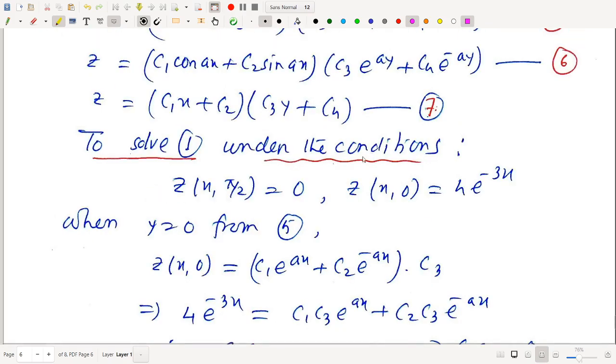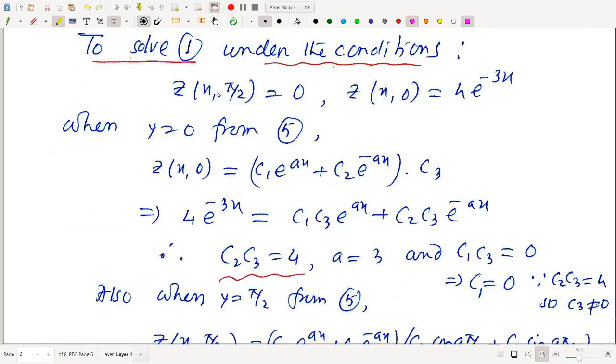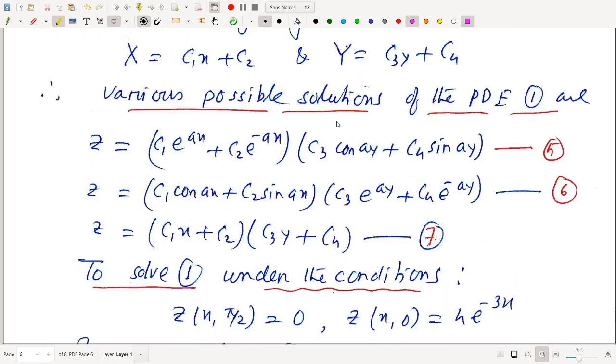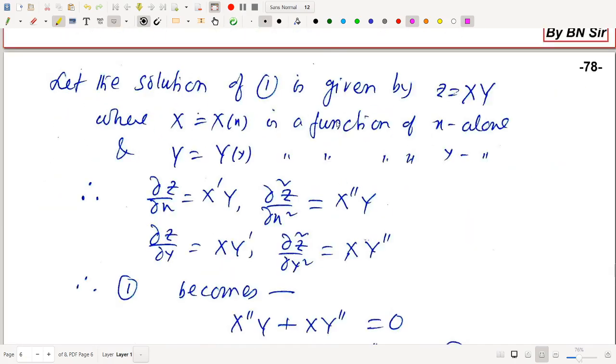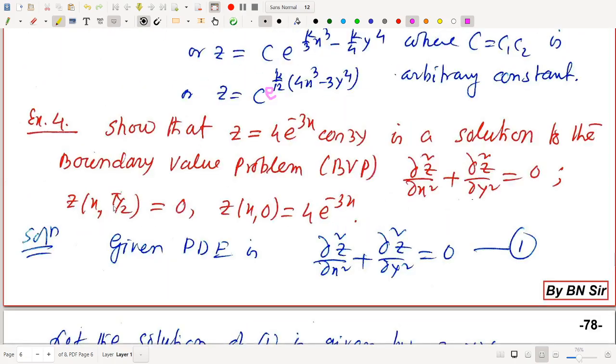To solve 1 under the conditions z(x, π/2) = 0 and z(x, 0) = 4e^(-3x). These are the boundary conditions given. We can see again in the question: z(x, π/2) is 0 and z(x, 0) is 4e^(-3x).